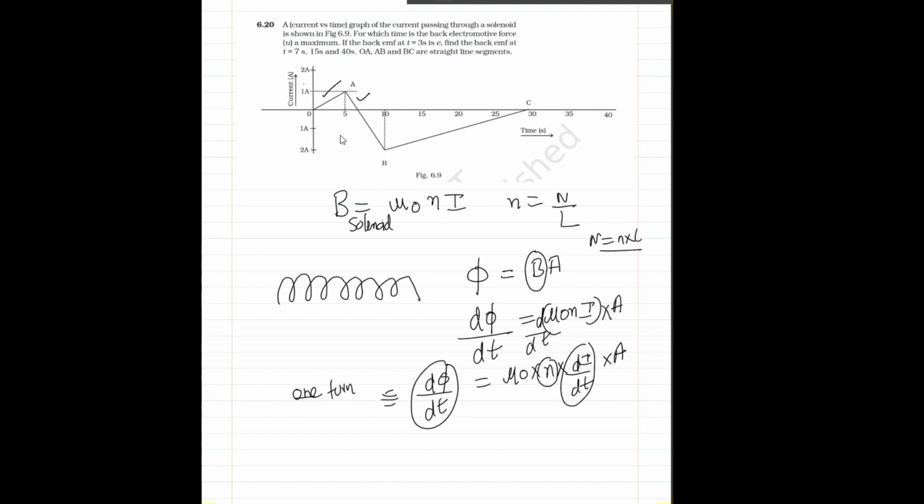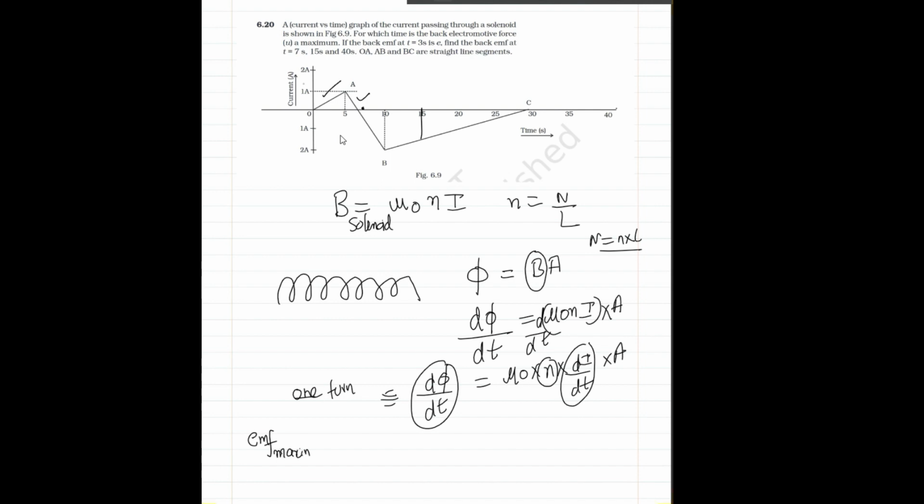So this is the most important concept in the case of the EMF generated in the coil of the solenoid itself. Okay, now let's go back to the question and see what values are given to us. We can find the slope of each of the lines, right? We can find the slope of OA, AB, and BC, and use these slopes to calculate the back EMF in each of the unknown parts of the graph.